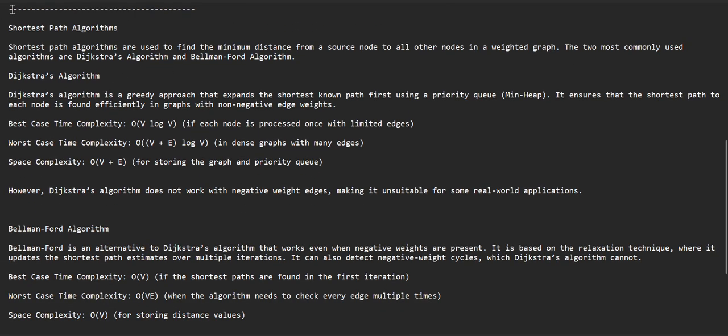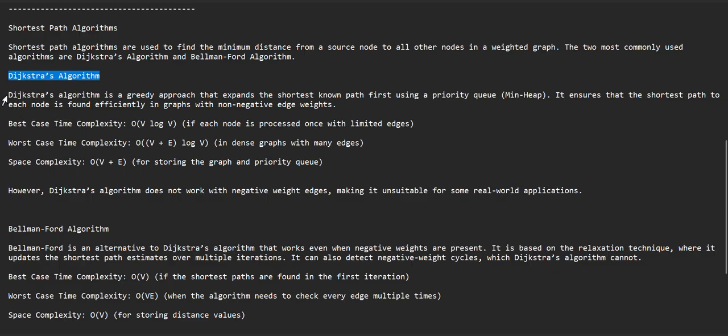Now let's talk about shortest path algorithms. Shortest path algorithms are used to find the minimum distance from a source node to all the other nodes in a weighted graph. The two most commonly used algorithms are Dijkstra's algorithm and Bellman-Ford algorithm. First one is Dijkstra's algorithm.